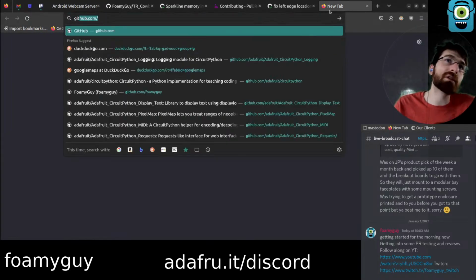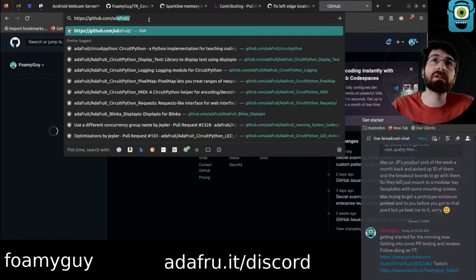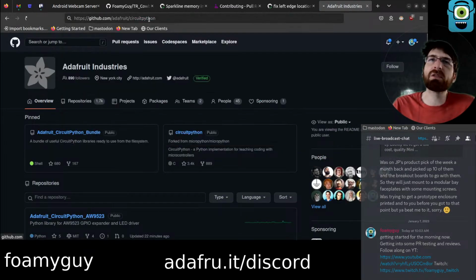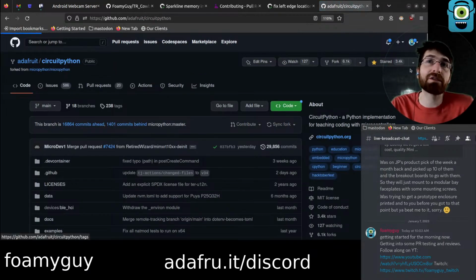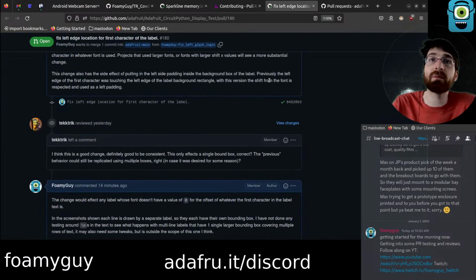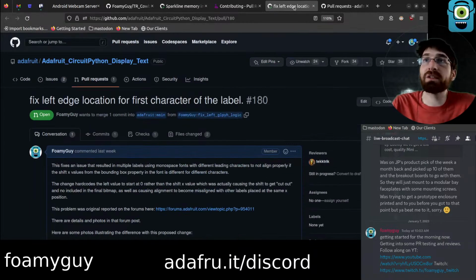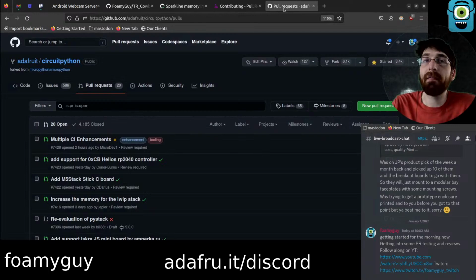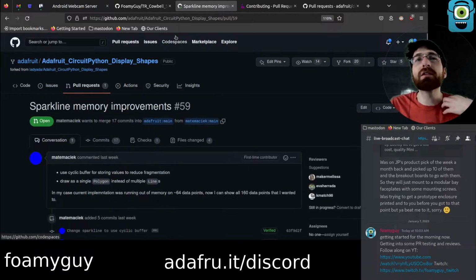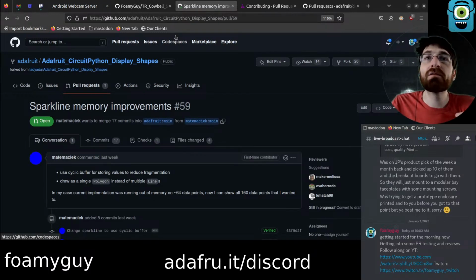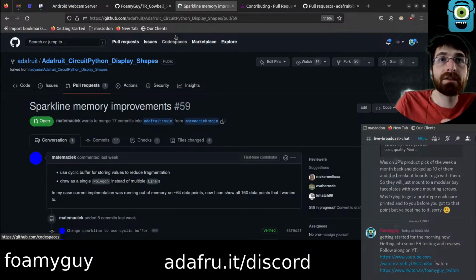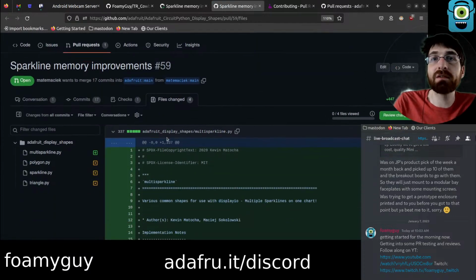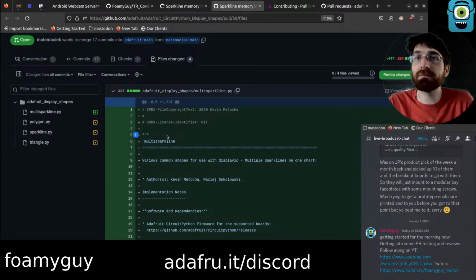I'll take a look at the core as well. I haven't kept up too much with the core overbreak, so we'll see if there's anything in there that's in my wheelhouse. But definitely we'll be looking at some library stuff. I've been going back through some of the PRs that I opened or reviewed last week, following up on those. This one is the first one I will probably look at, which is in display shapes. It's specifically for Sparkline. Is it one of the examples, or is this actually... No, okay, yeah, this is the actual class, multi-Sparkline.